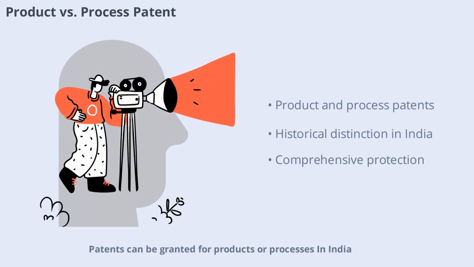Patents can be granted for products or processes. In India, process patents were historically favored for food, drugs, and pharmaceuticals, while product patents were restricted.